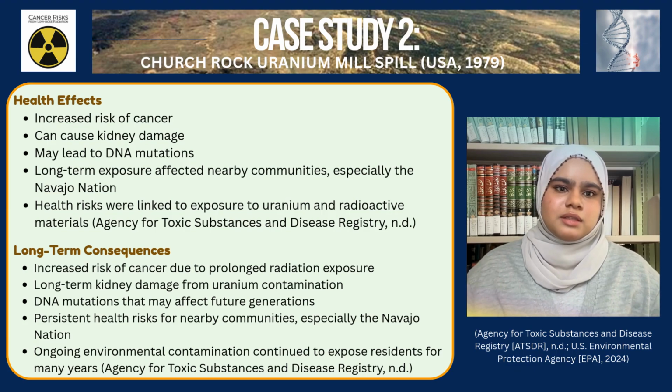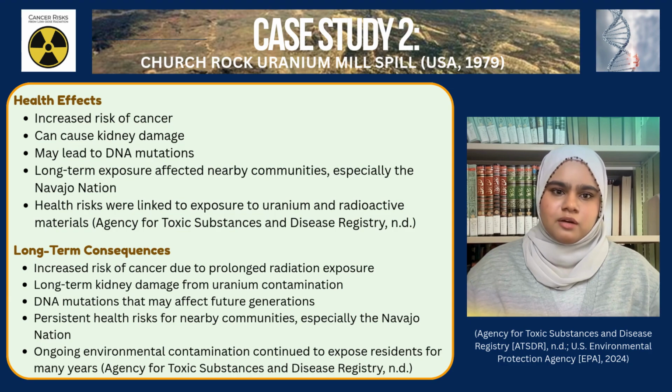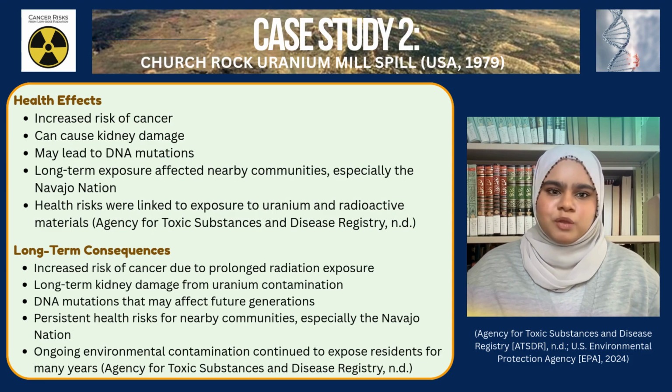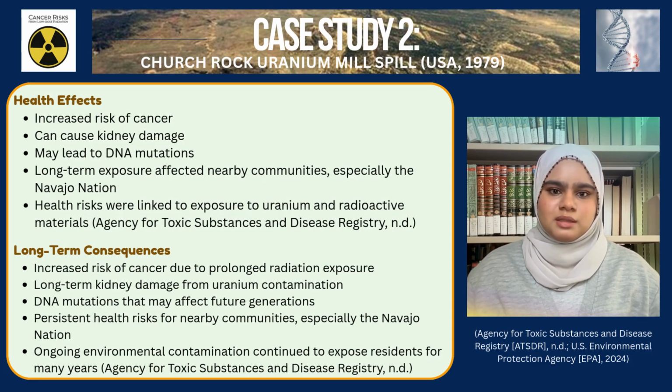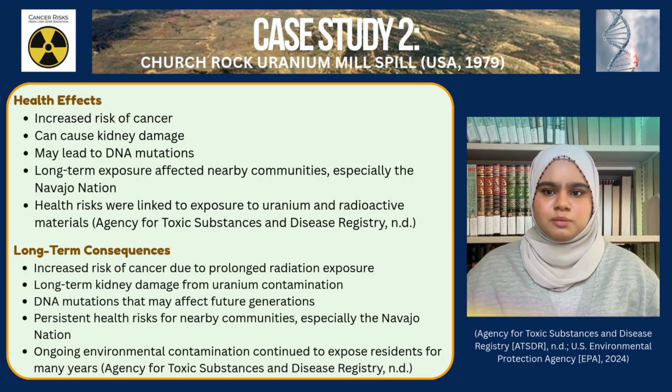And for the long-term consequences, the effects of the Church Rock uranium mill spill continued for many years. People living near the area still face a higher risk of cancer and kidney diseases due to long-term exposure to uranium. Radiation may also damage DNA, and these effects could continue into future generations. Even today, some areas remain contaminated, and the Navajo Nation continues to face health and environmental problems caused by the spill.